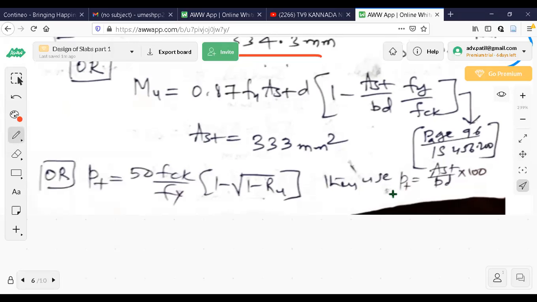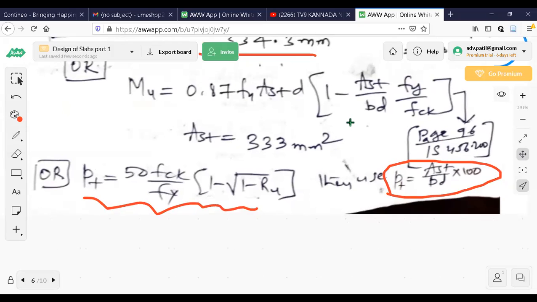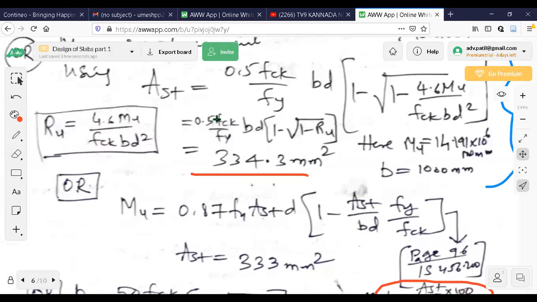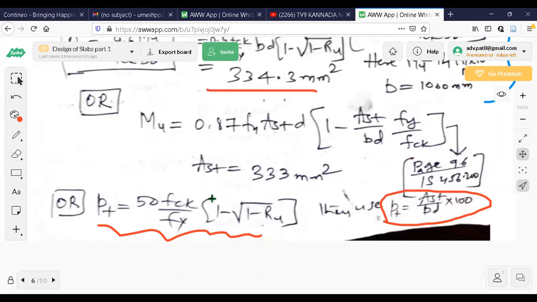You already know this. Just observe this. From here, find out Pt, substitute Pt here, find Ast. This is as good as the other one. It is a little bit easier than the first formula, a little bit less time consuming, but still it is almost the same formula. So if you use any three methods, the fourth method is the best one.